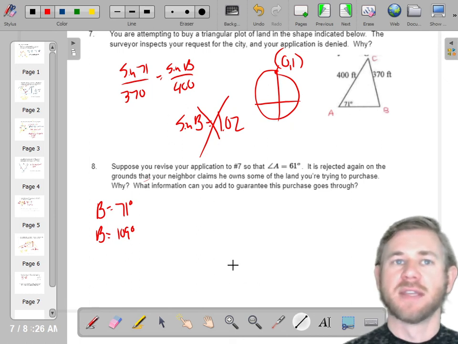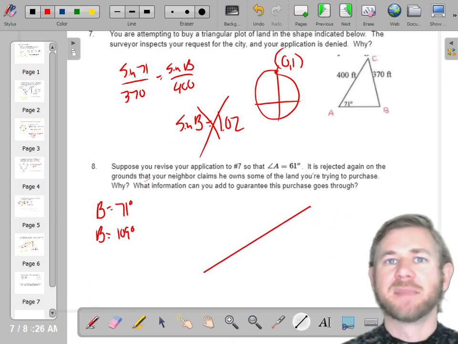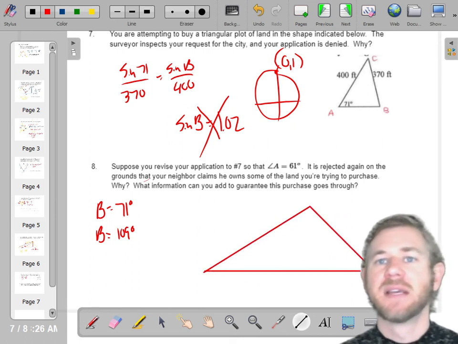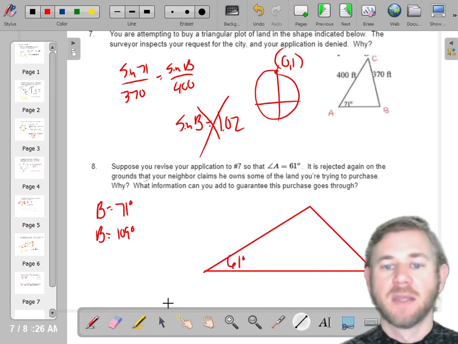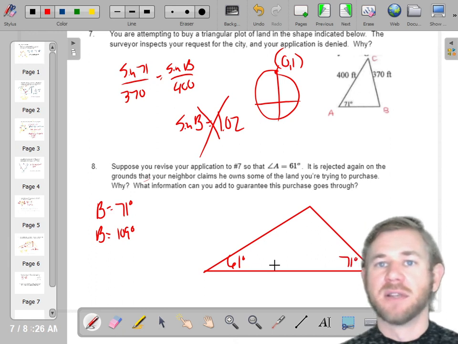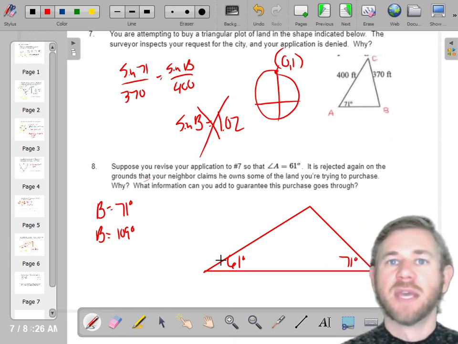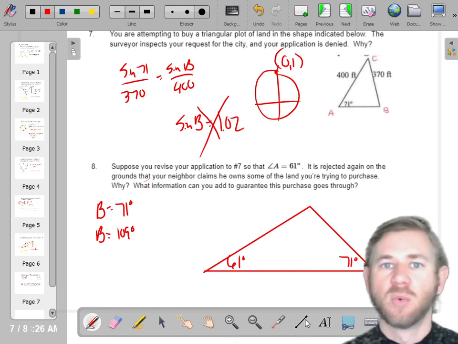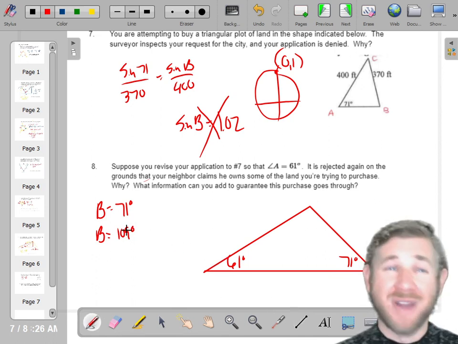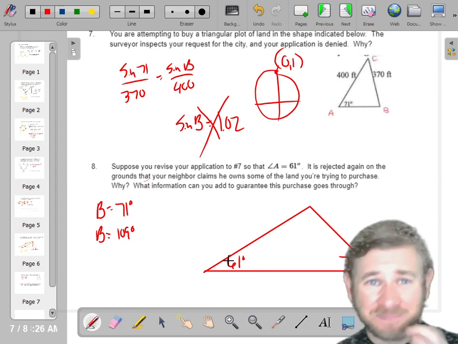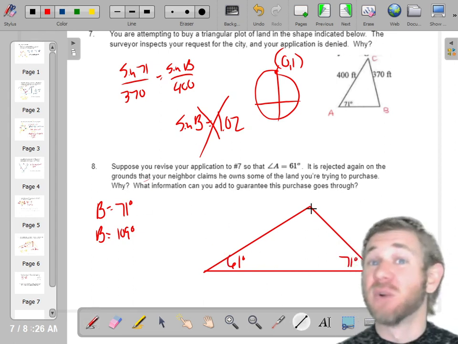So let's kind of draw this and say, is that possible? Is it possible that I could draw this thing two ways? So if this is 61 degrees, then angle B would be 71 degrees. And if you add those together, you get 132. Okay, that's fine. That would be one of them. If you have 109 plus 61, you get 170, which means there would be room for it.